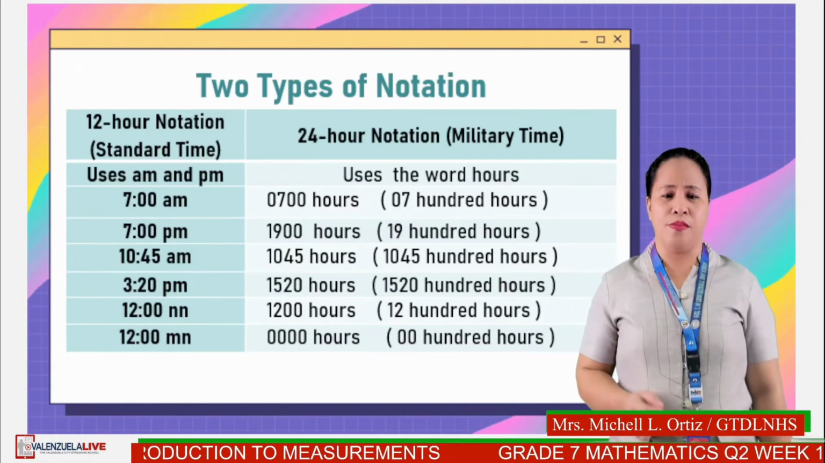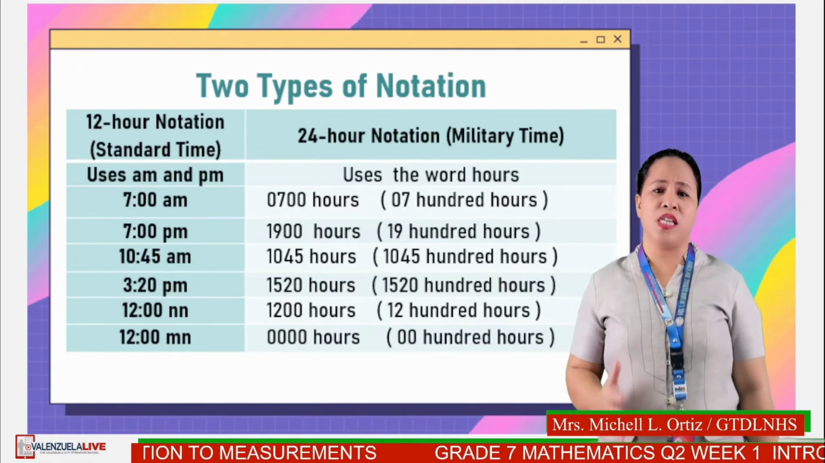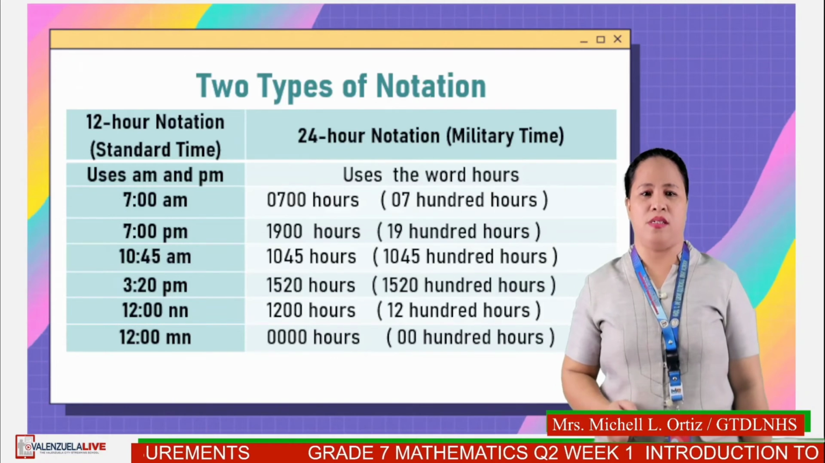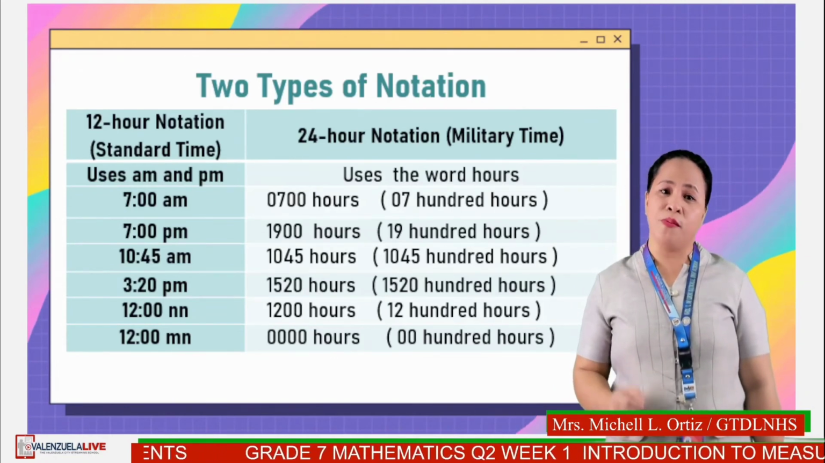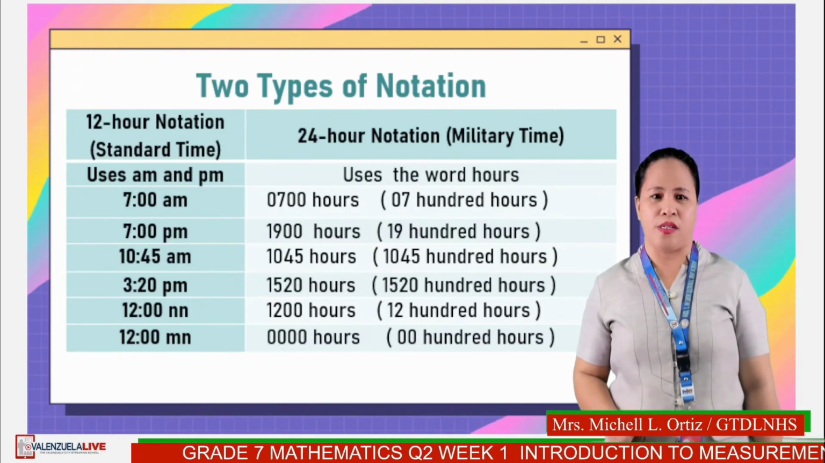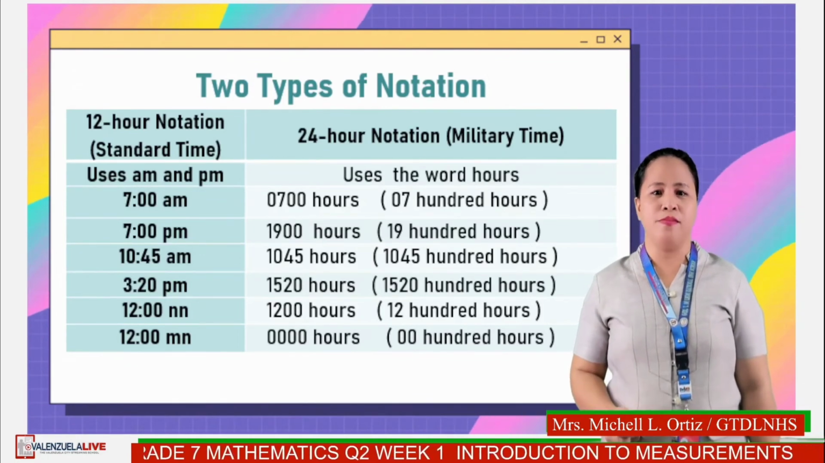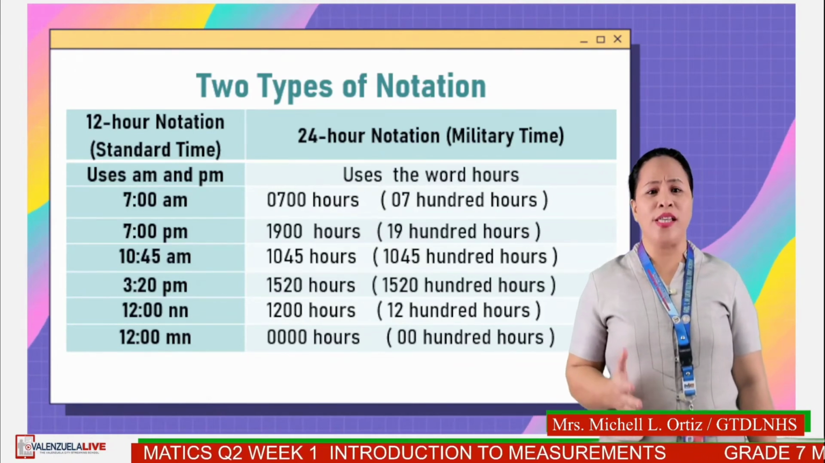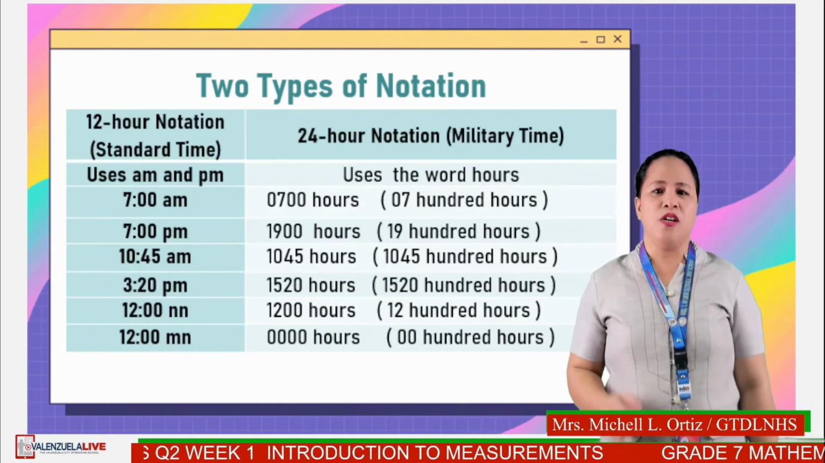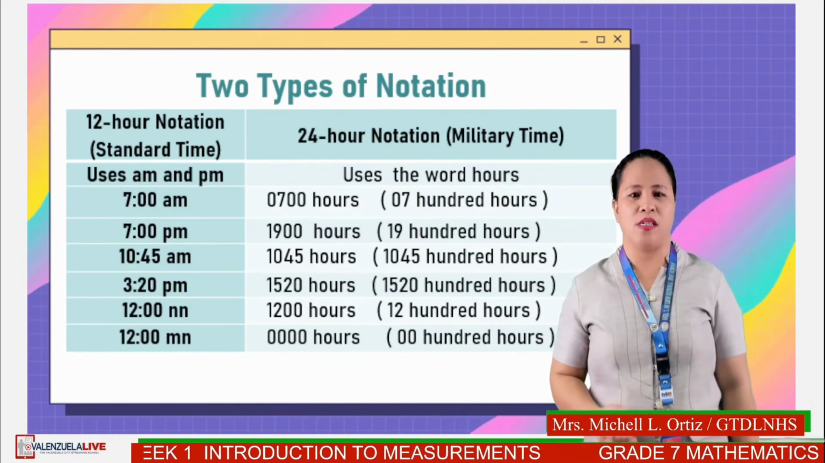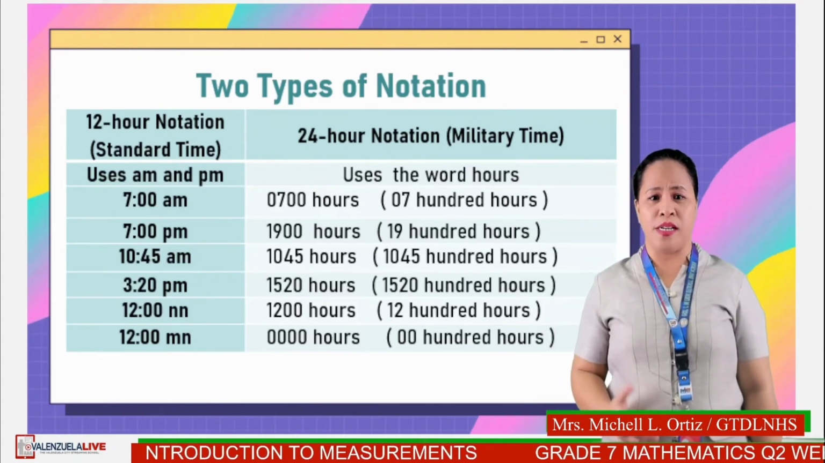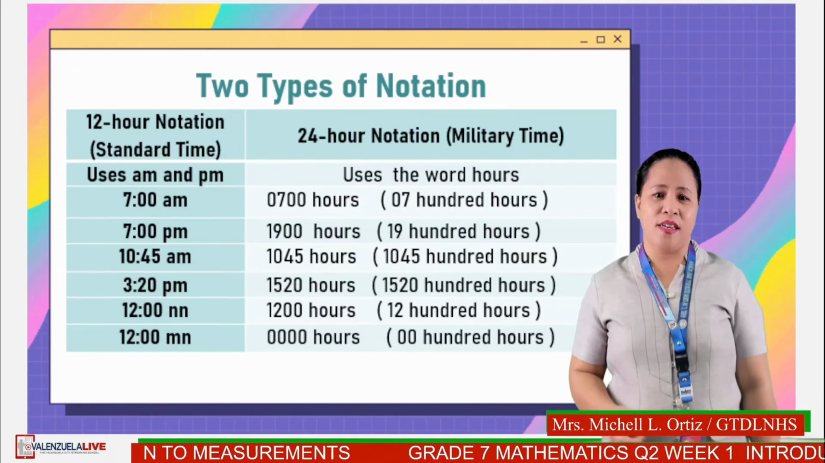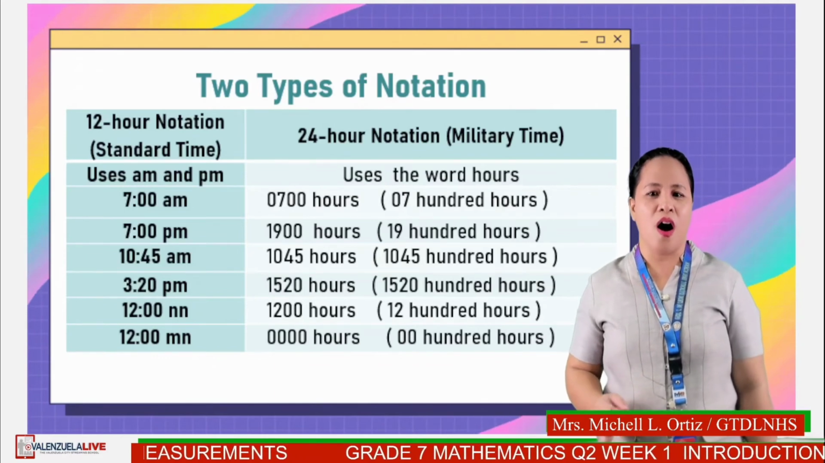7 o'clock AM is equivalent to 0700 hours, which is read as 0700 hours. 7 p.m. is equivalent to 1900 hours. 10:45 a.m. is equivalent to 1045 hours. 3:20 p.m. is equivalent to 15:20 hours. 12 noon is equivalent to 1200 hours, while 12 midnight is equivalent to 0000 hours.